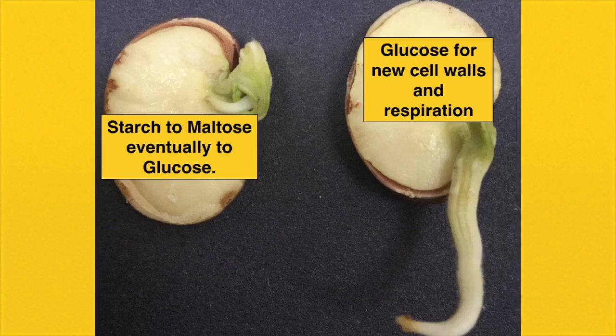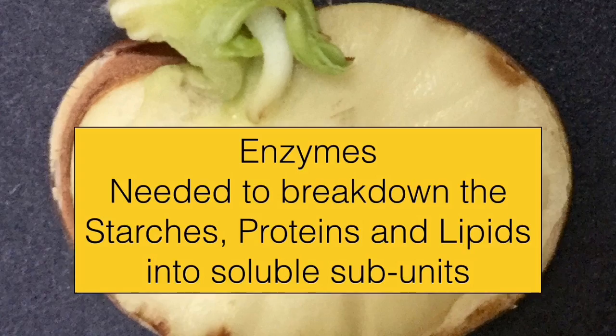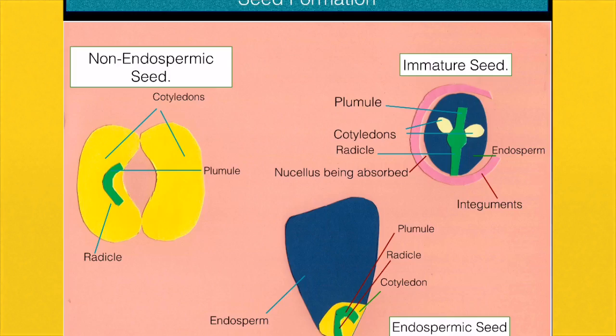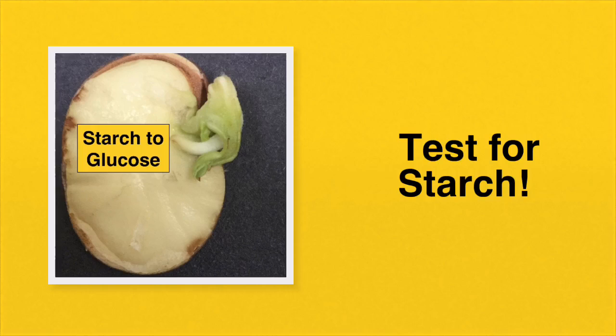You have to understand that the enzymes that have been activated are breaking down the food reserves in the seed into smaller, more soluble subunits, and these are being passed to the embryo plant and it's using them to grow. This practical, investigating digestive activity in germinating seeds, it's all linked to those enzymes and the food reserves in the seeds. So how are we going to prove digestive activity in a germinating seed? You're going to test for starch.